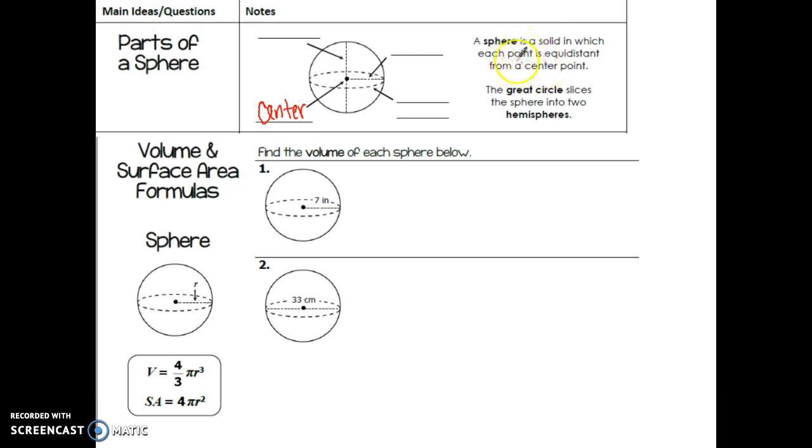And it is equidistant from a center point. So from here all the way around, it's going to be equal distance from that point. The great circle slices the sphere into two hemispheres. So this great circle is actually right here. That's the one where it cuts that sphere in half. So this here is going to be the great circle.